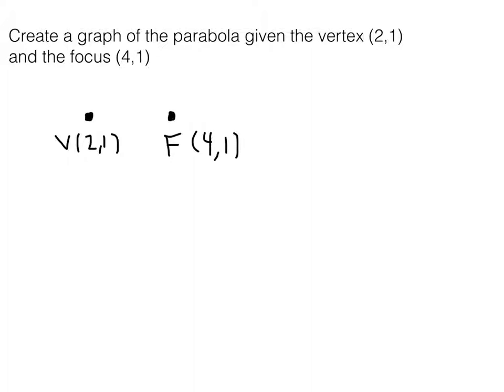The first thing it tells us is the c value. The c value is the distance between the vertex and the focus. In this situation, it's going to be 2. And also, it's going to tell us the way in which our parabola opens. This is going to have a horizontal orientation that opens to the right.